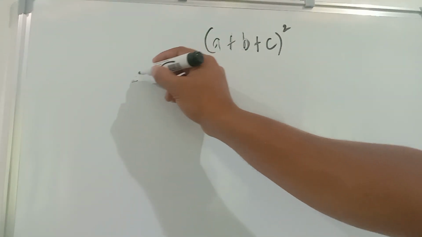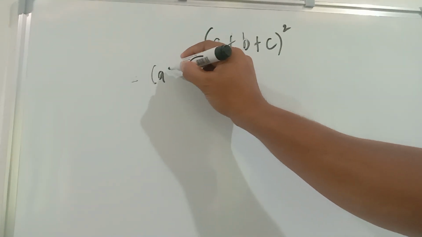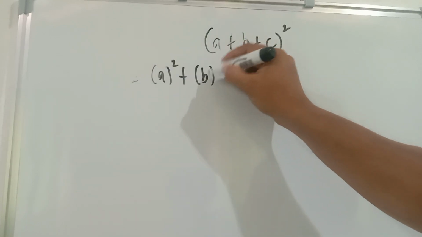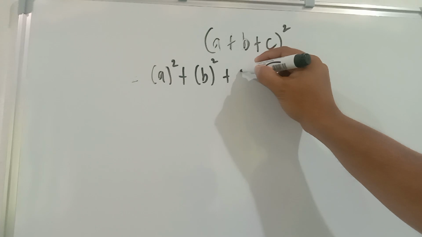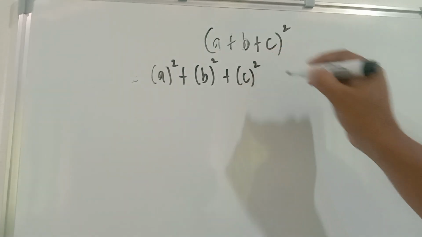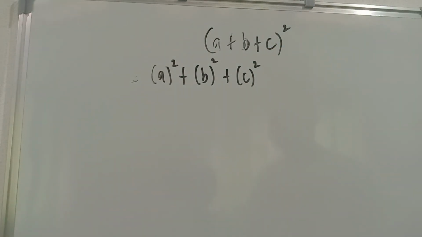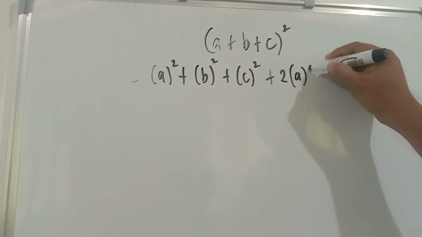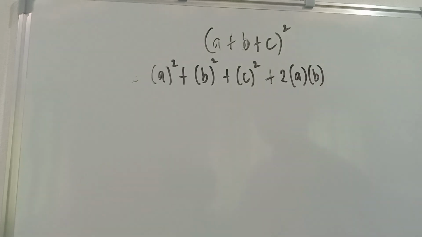We have a squared plus b squared plus c squared. So that is the first step in squaring a trinomial: the square of the first term, the second term, and the last term. Next, we're going to multiply the first term and the second term and multiply again by 2. We have 2 times a times b.